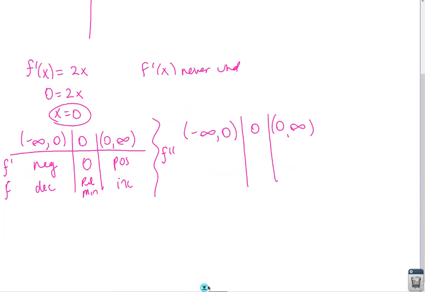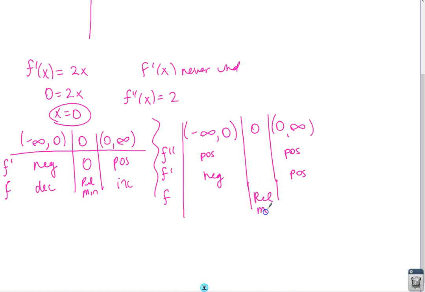If my first derivative was 2x, my second derivative is just 2. So my second derivative is always 2, no matter what my x value is. If that's the case, that means my second derivative is positive. F prime we know was negative, positive, which determined on f that this was a relative minimum. F prime is equal to 0 here.